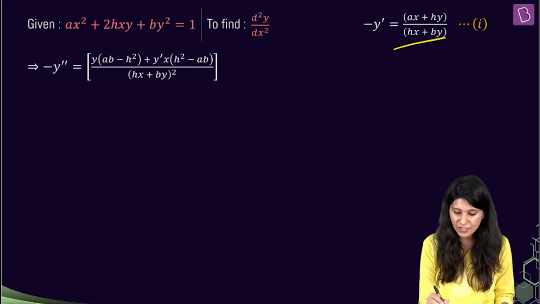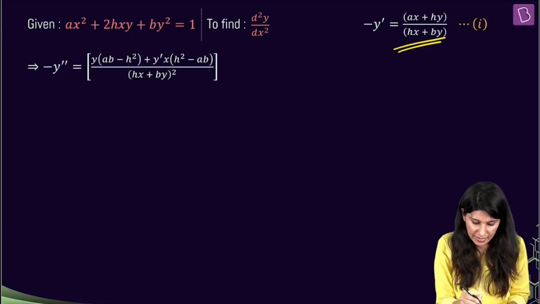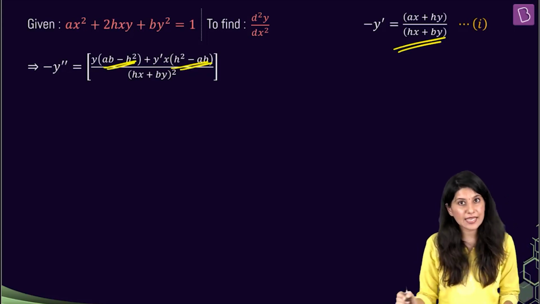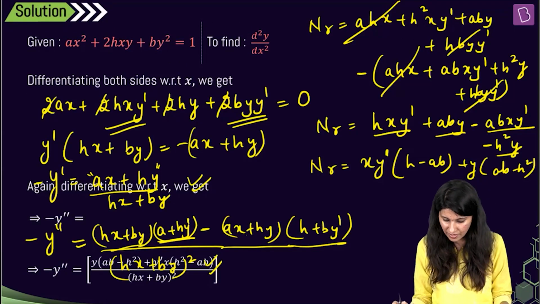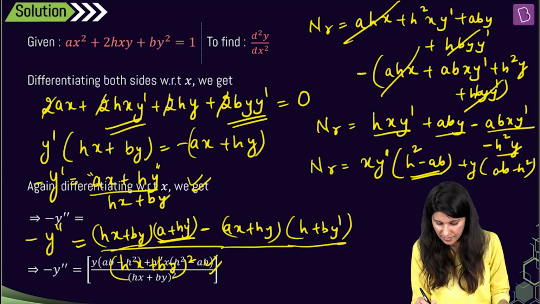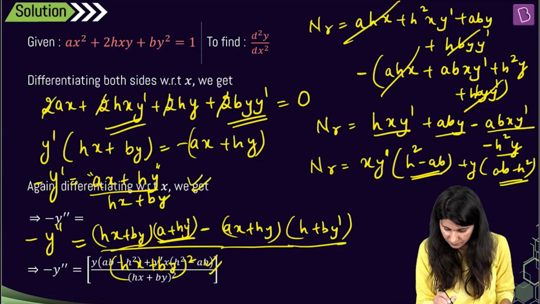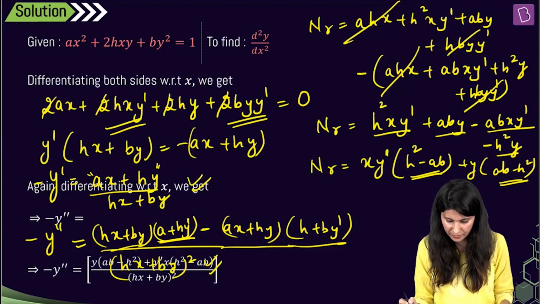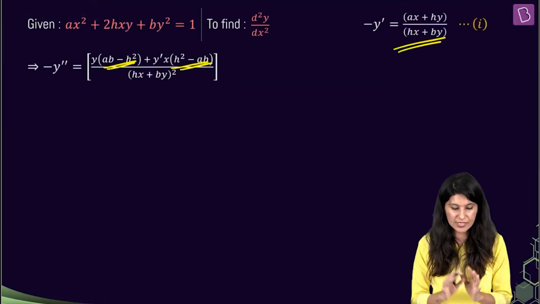And minus y dash is given as, now one thing, you tell me one thing, that this is ab minus h square. This is h square minus ab, isn't it? Let's just check what we have got. So this is h square minus ab. This is ab minus h square, isn't it? Yeah, this is h square. Yep. Sorted. So this is what you have got.